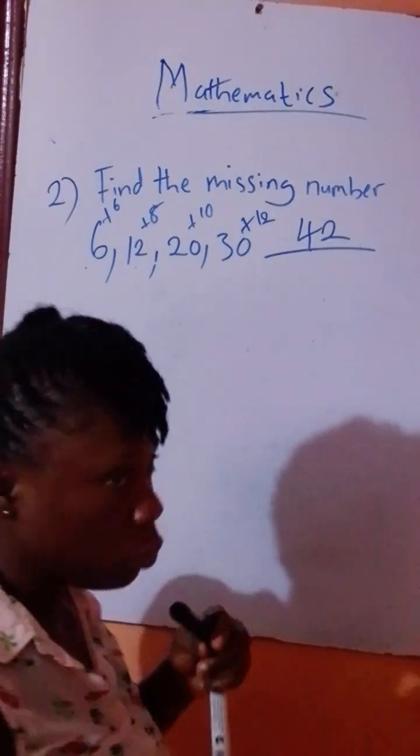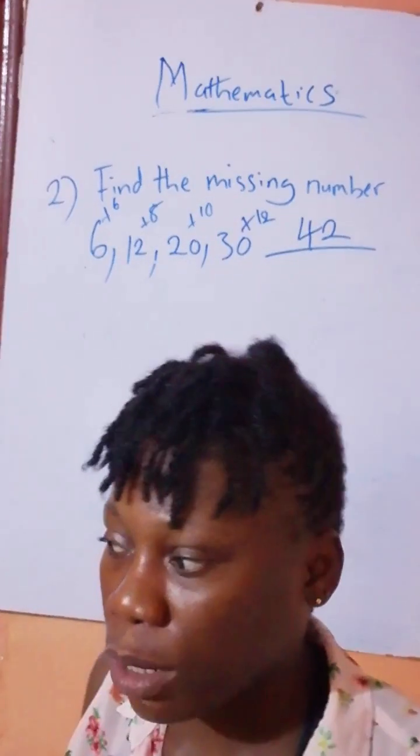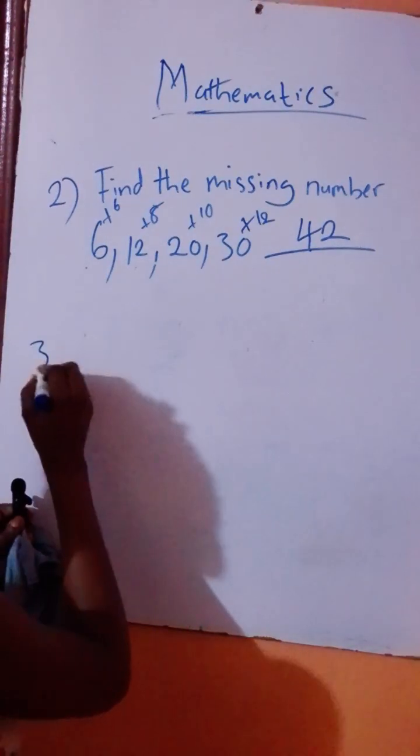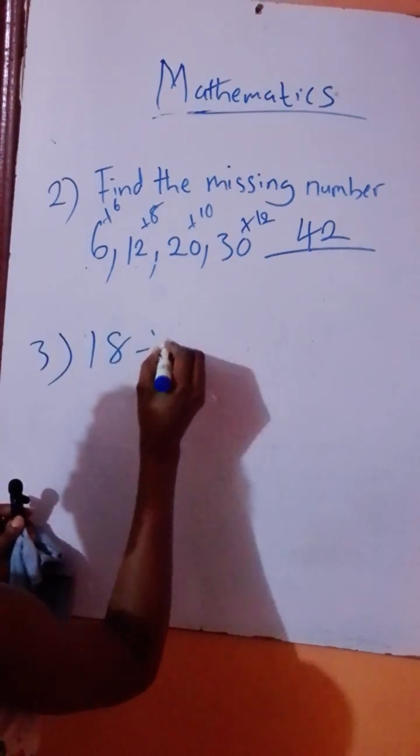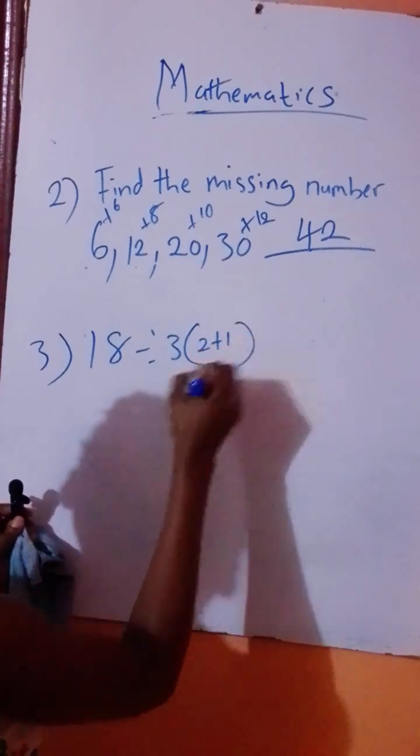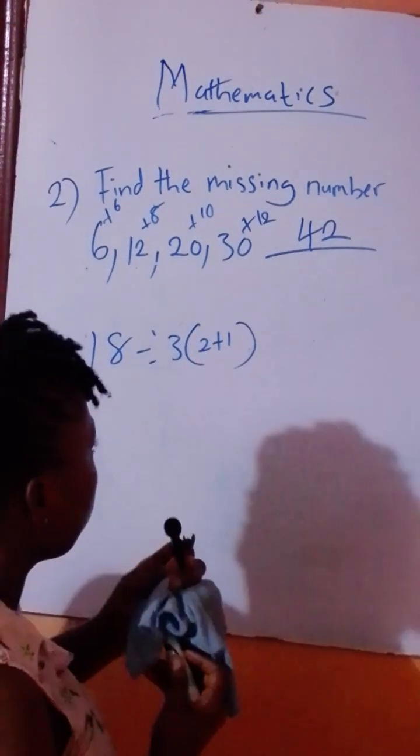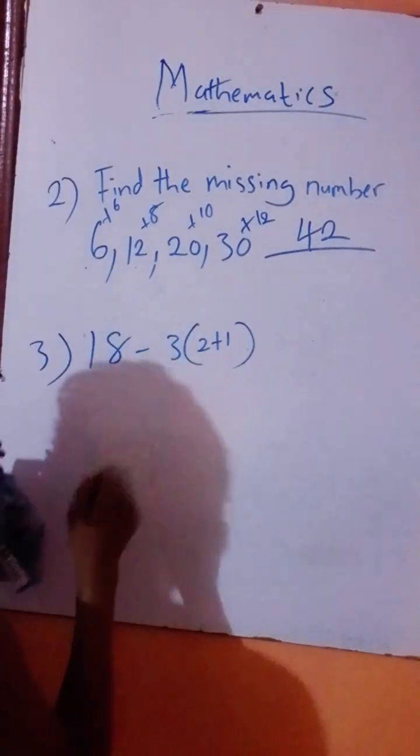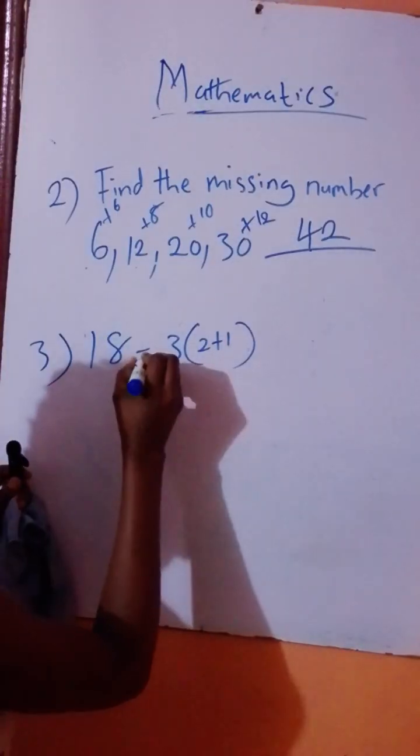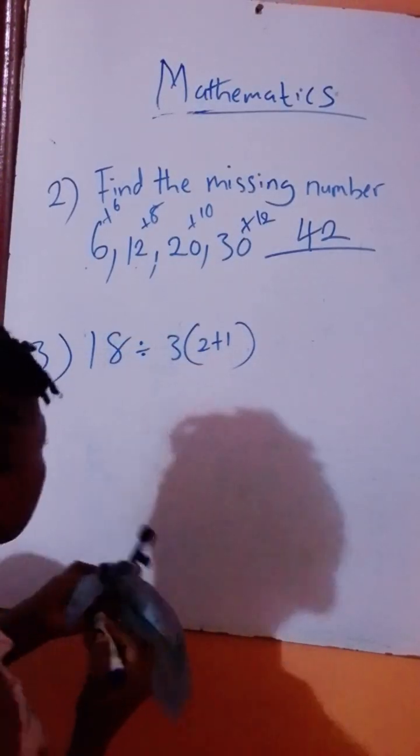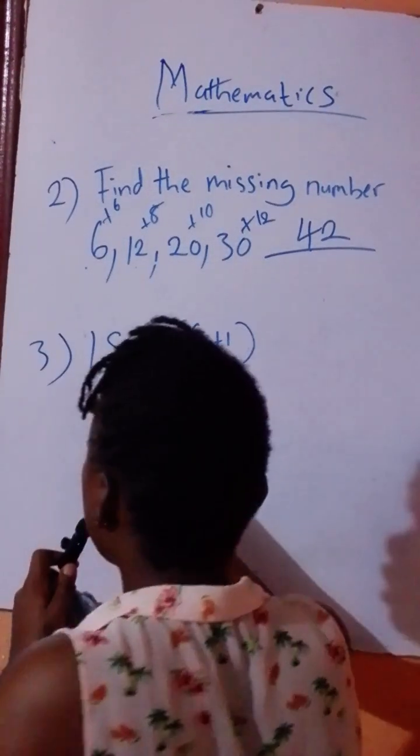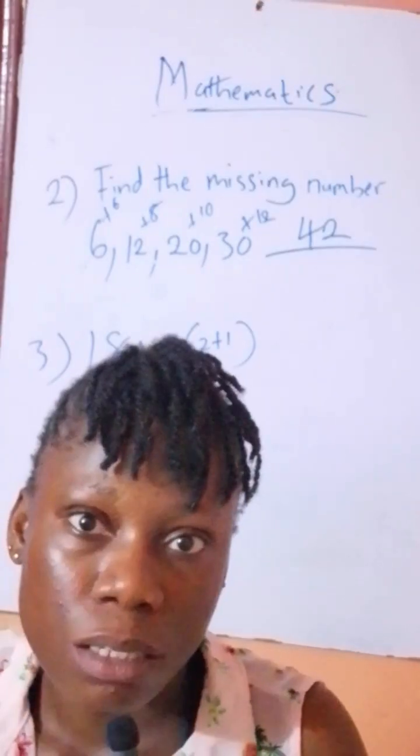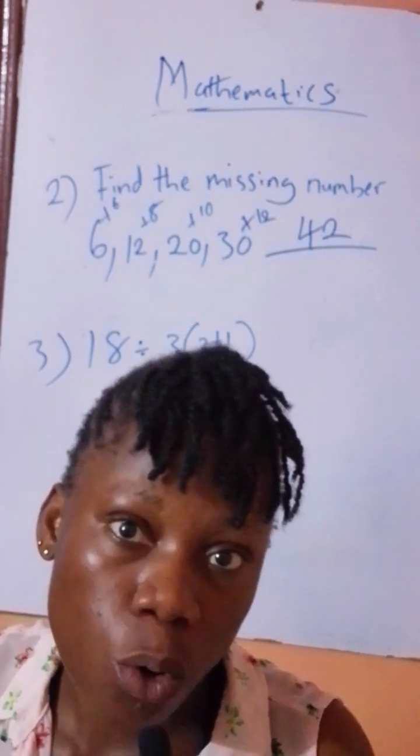Let's take one more question. This is question 3. Here we have division: 18 divided by 3 bracket 2 plus 1. In this case, we are still following the law of BODMAS.